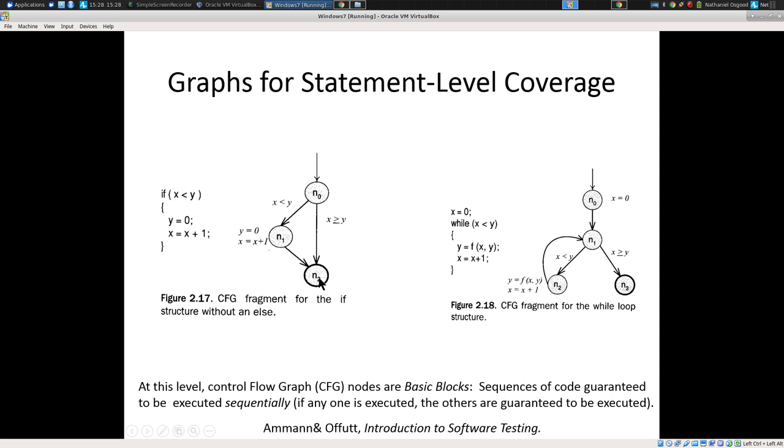What do you think N2 is here? Whatever they're returning, whatever is after this, yeah. And similarly, this guy here, where is it in this code over here? Yeah, it's inside the while. It keeps going like this. So we could diagram out code in general in these sorts of diagrams, and then we can ask for statement level coverage or transition coverage.